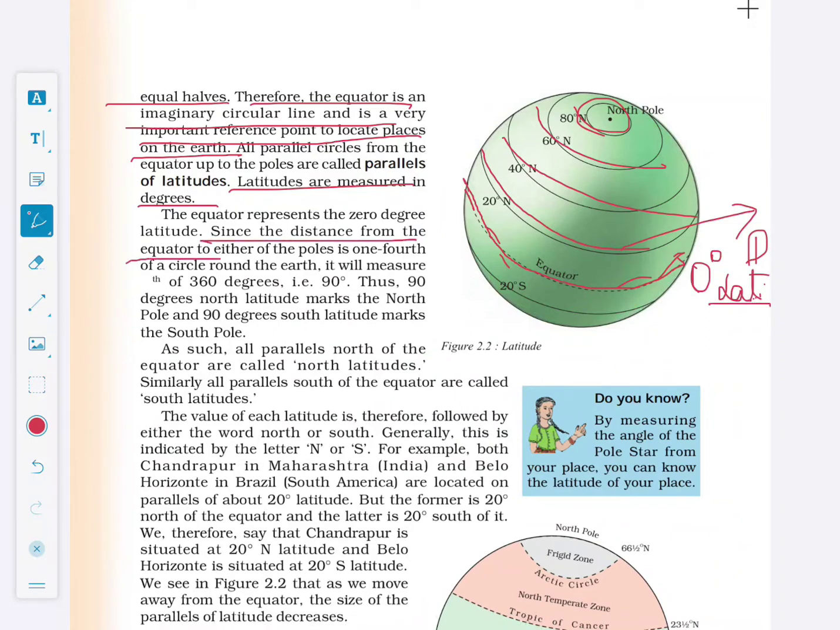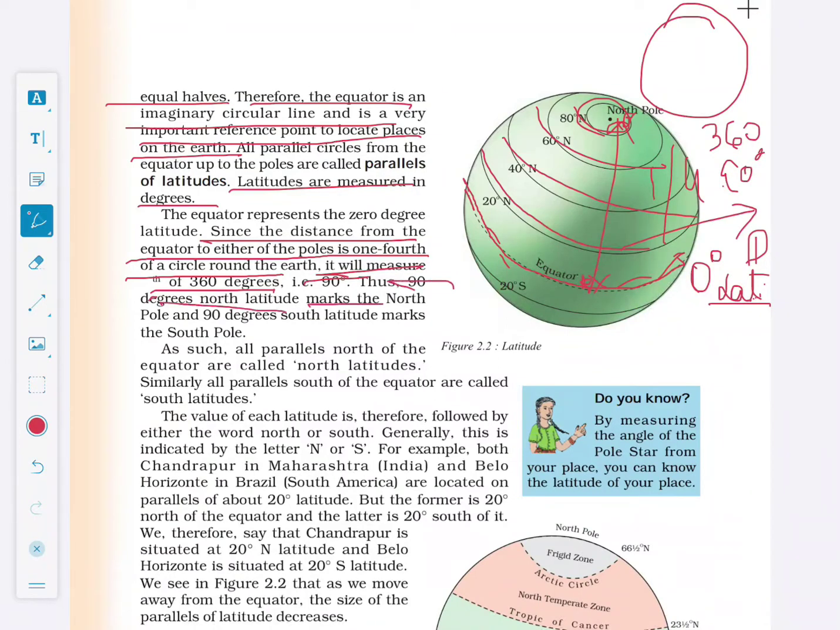Since the distance from the equator to either of the poles is 1/4 of a circle round the earth, it will measure 1/4 of 360 degrees, that is 90. Here the difference from the equator to the north pole is 1/4. So we can say that a circle is 360 degrees and 1/4 of 360 is 90 degrees. So 90 degrees north latitude marks the north pole and 90 degrees south latitude marks the south pole.